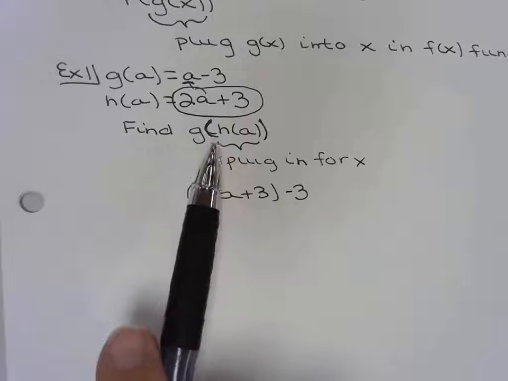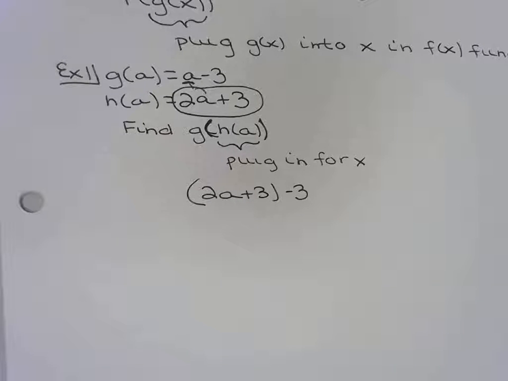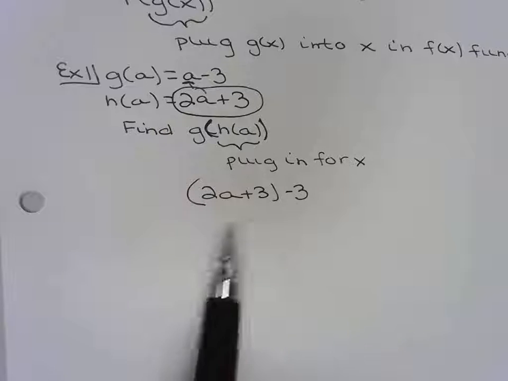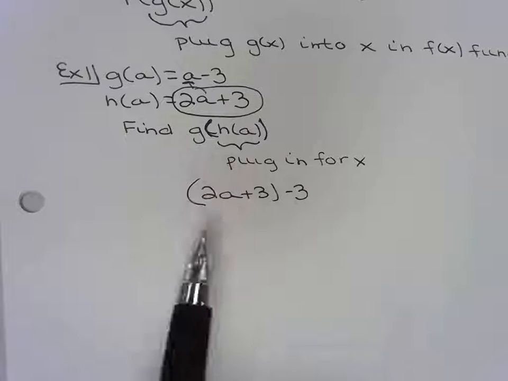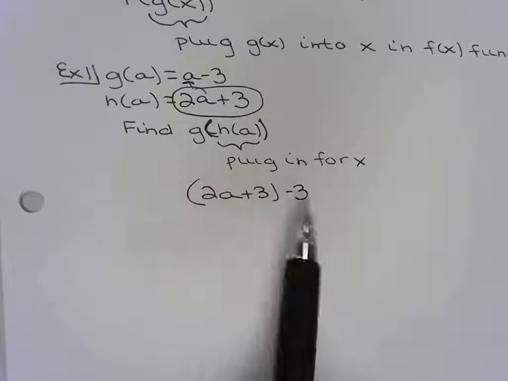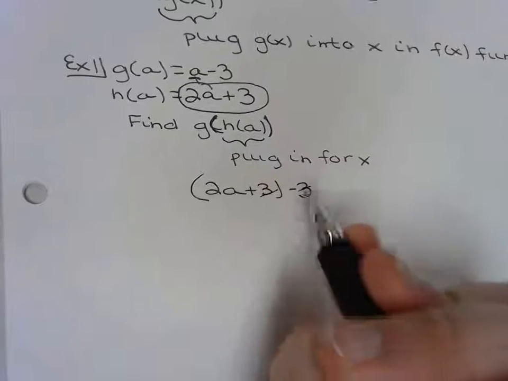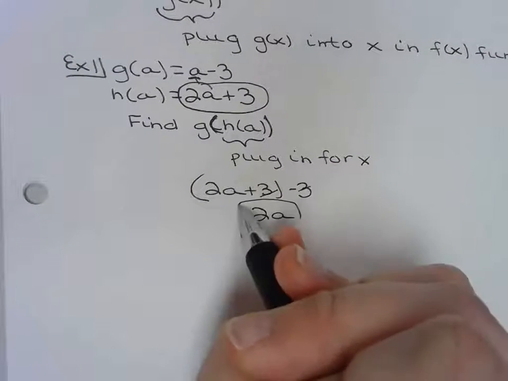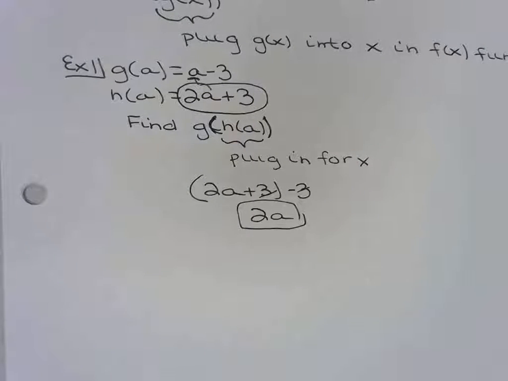So h of a is inside the g parentheses. You take your h of a function, 2a plus 3, and plug it in where a is in the g function. There's not really distributing because there's no multiplying. It's just minus 3. So it's 3 minus 3, so it's just 2a. You plug it in and then you simplify. It may be distributing, it may be just combining terms. Just depends. That's not the hard part. The hard part is looking and thinking about where do I plug stuff into.